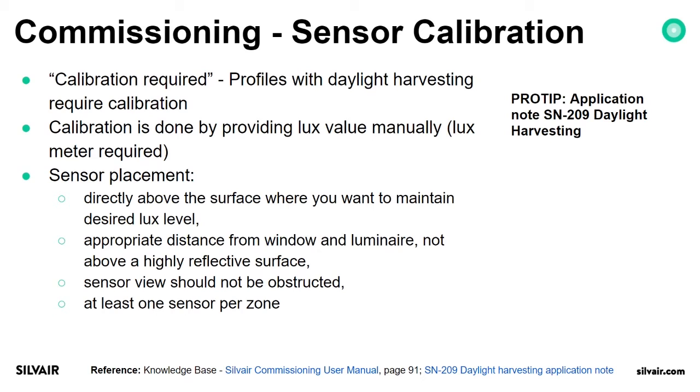Sensor placement. The sensor should be directly above the surface where you want to maintain the desired lux level, at an appropriate distance from the window and luminaire, not above a highly reflective surface. So usually we would check daylight harvesting calibration on the floor. Nothing glossy like tables.